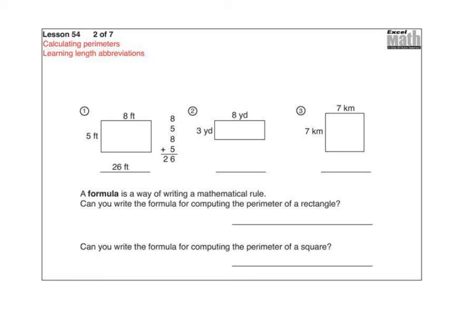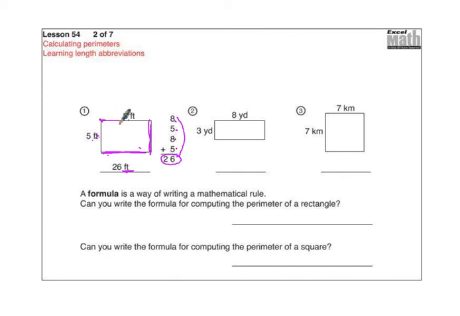Number one shows you a rectangle that's 5 feet by 8 feet. The way you figure out the perimeter is that you add all the sides together. So this is 8, so that means this side is 8 as well. Since this side is 5, this side is 5 as well. So we're going to add 8, 5, 8, and 5 together. When you add all those numbers up, you get 26. So the answer is 26 feet.